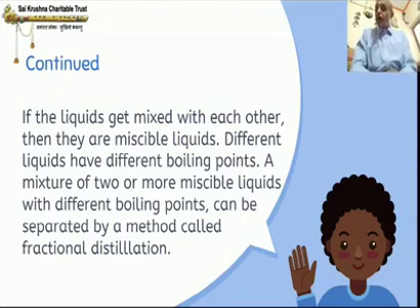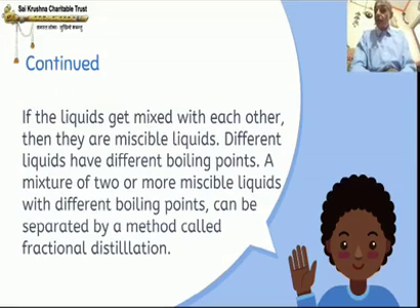So if the liquids get mixed with each other, then they are miscible liquids. So decoction and milk, they mix well with each other and so they are miscible liquids. This is one of the examples of miscible liquids. This is the best example.